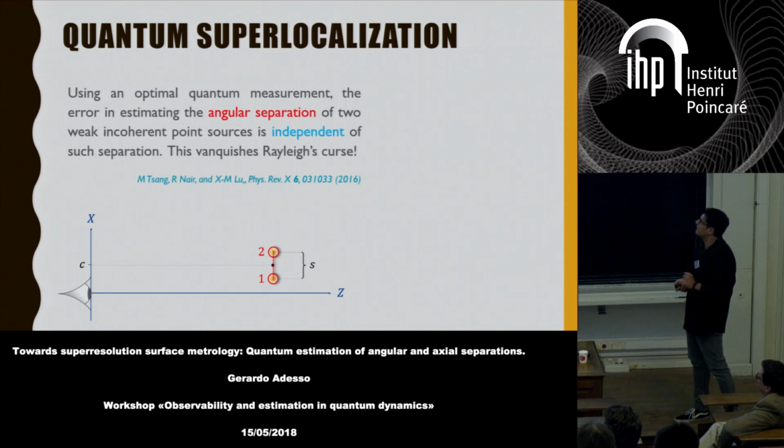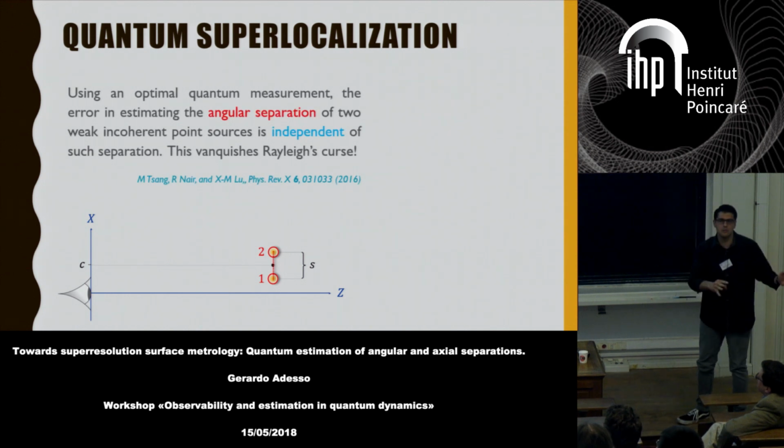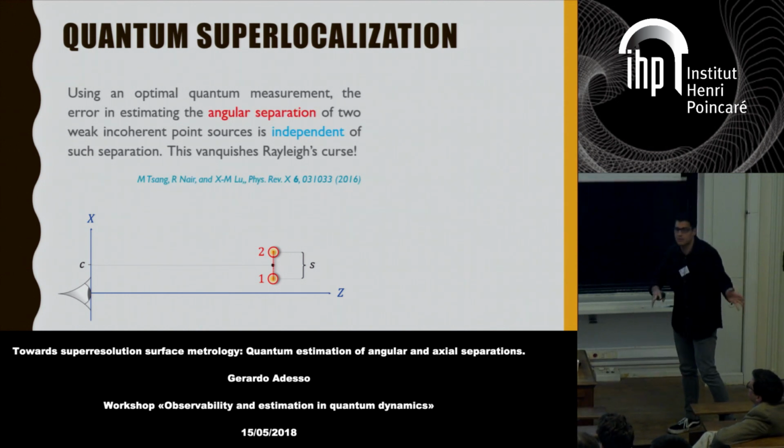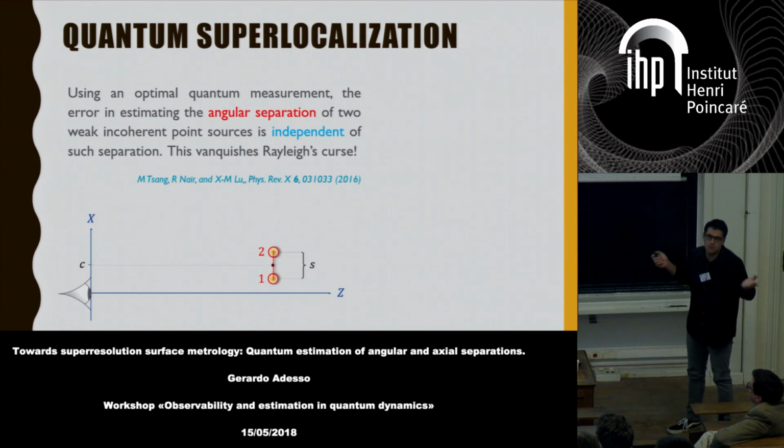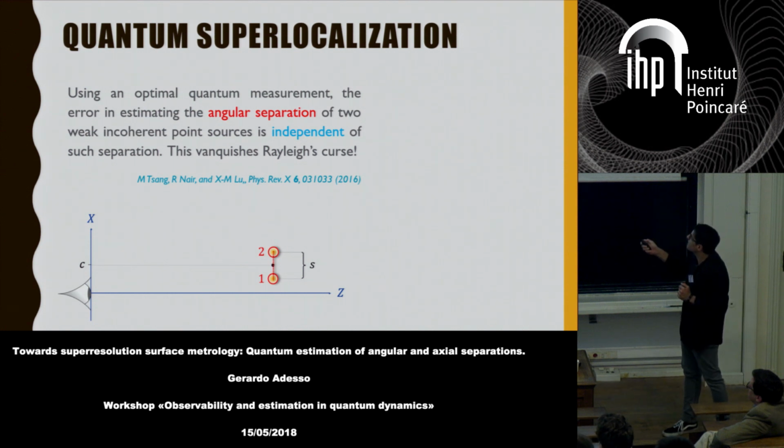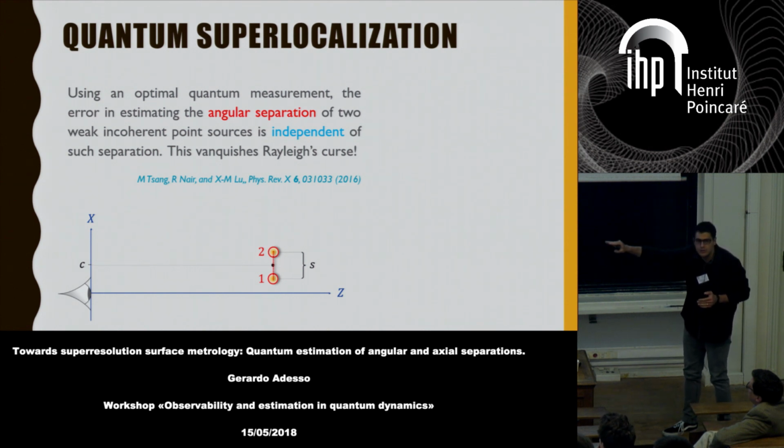But what they found is that according to the quantum Cramer-Rao bound, if you calculate the quantum Fisher information, very surprisingly, this is independent of the actual separation. So because it's a single parameter, you are guaranteed that there exists a measurement that allows you to estimate this distance with an error that stays constant with the distance, no matter how small it is.